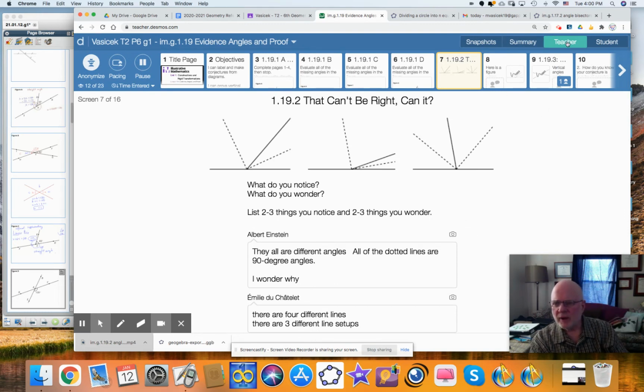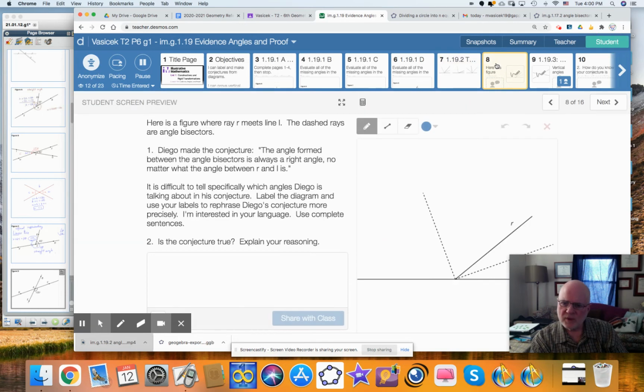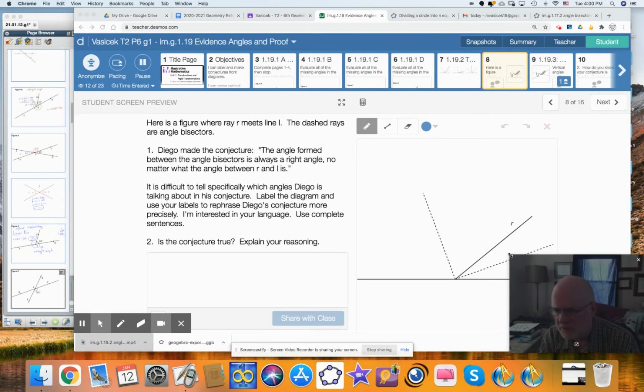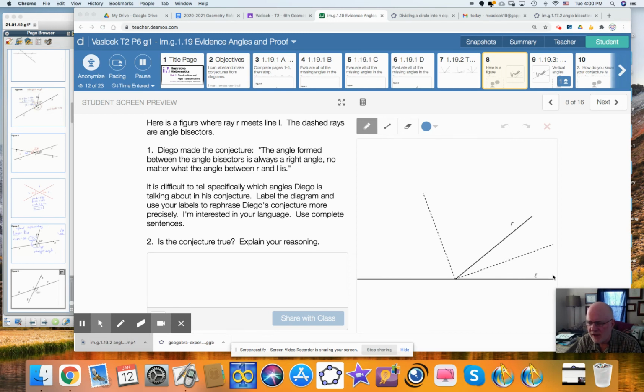You're able to use your powers of observation to make a conjecture, to make an educated guess. And when we do that, we come up with this statement. Here is a ray. I'm going to move my picture down so you can see this. Here is a line L and ray R, and the dashed lines are angle bisectors.